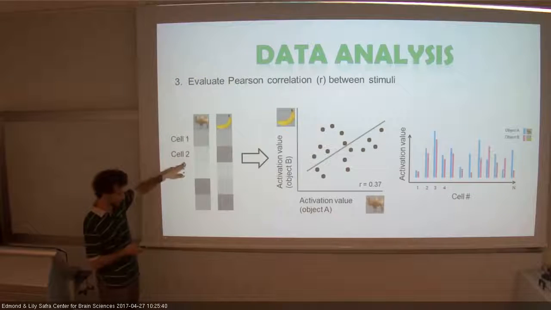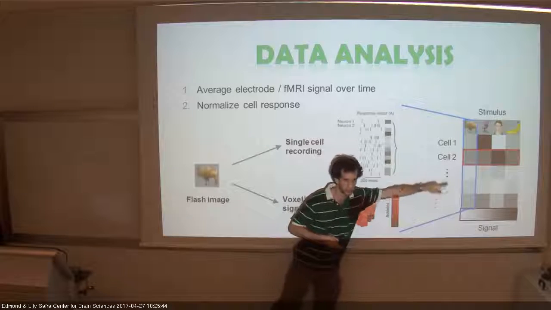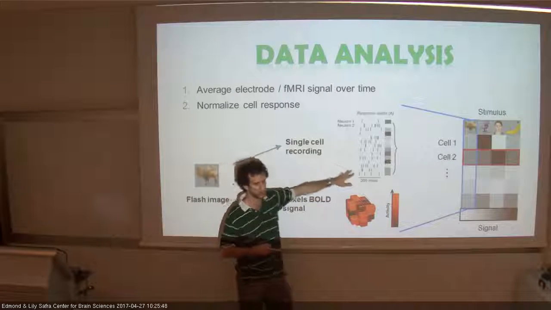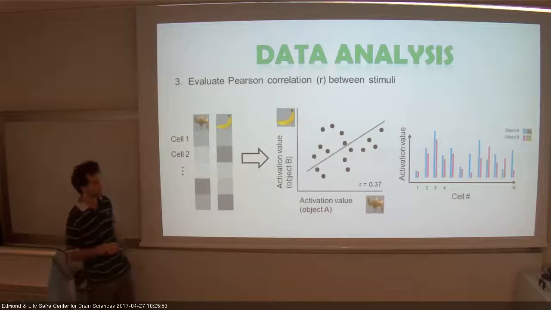Right now, all of this we can do with any different method, but this is just for one method. Let's say we go with single cell recording. So now it's all data from the single cell recording. But you can do the same for the fMRI.